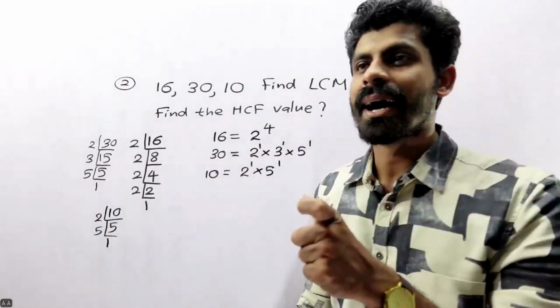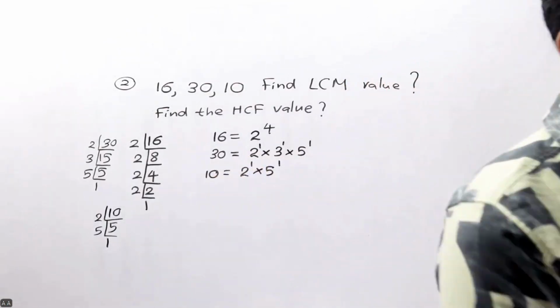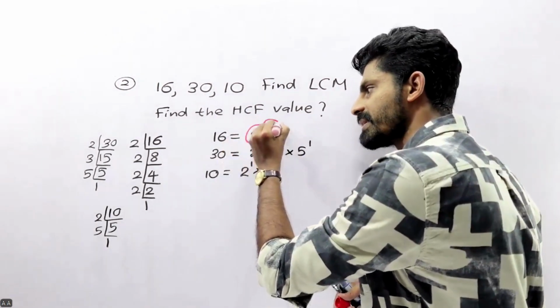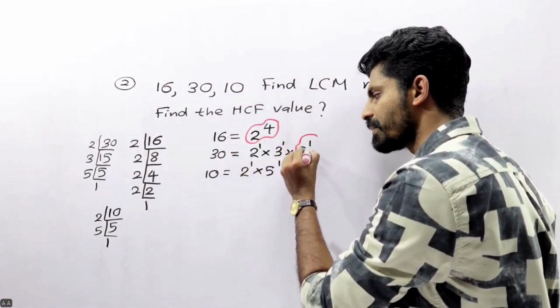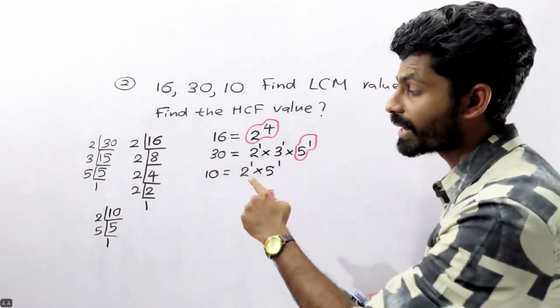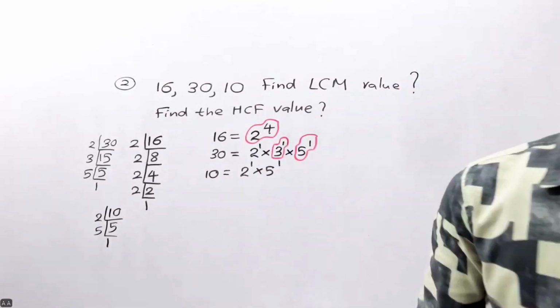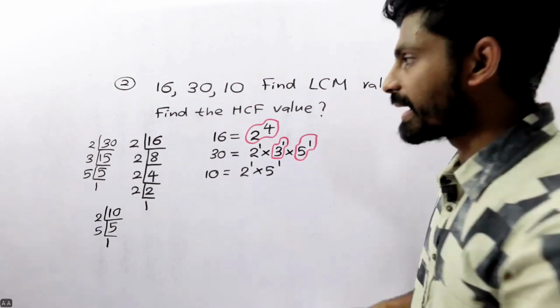We need to take the highest powers. 2 to the power 4 is the highest power of 2. 5 to the power 1 is the highest power of 5. 3 to the power 1 is the highest power of 3. Then we can multiply.